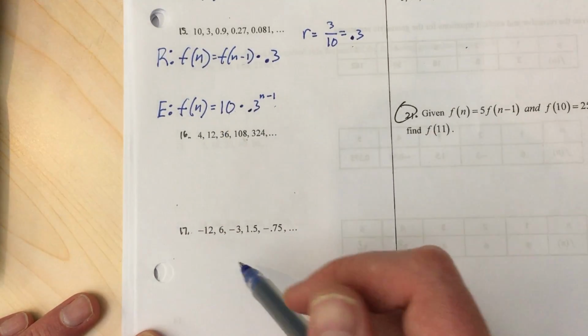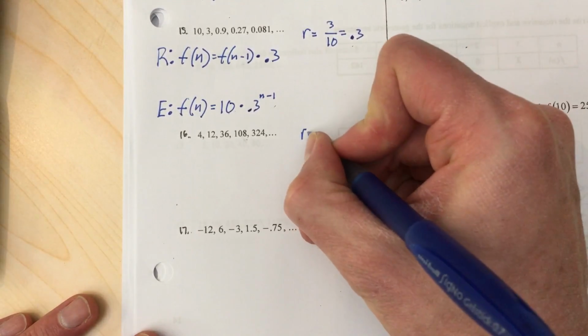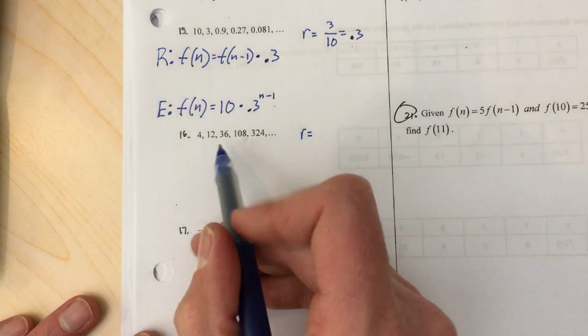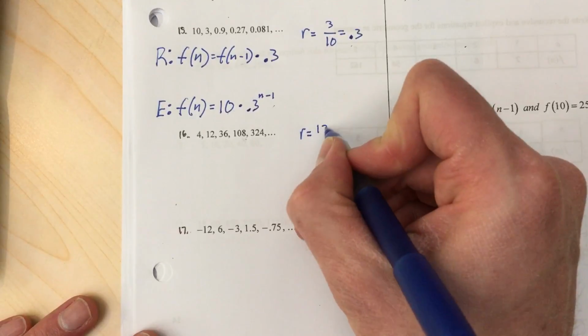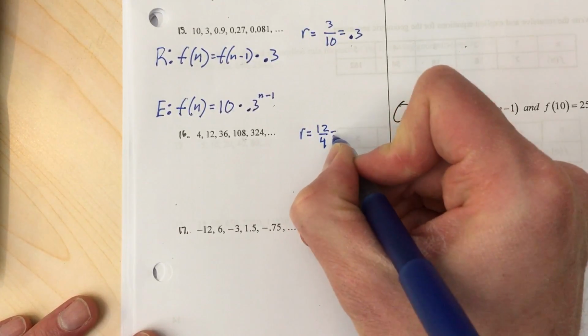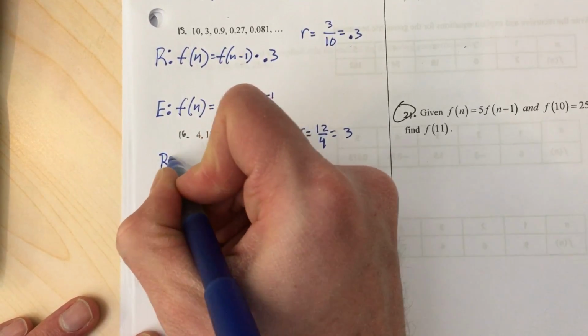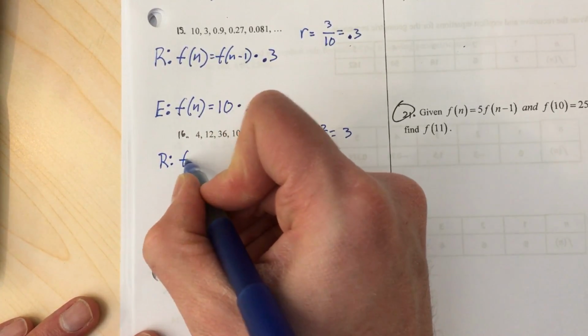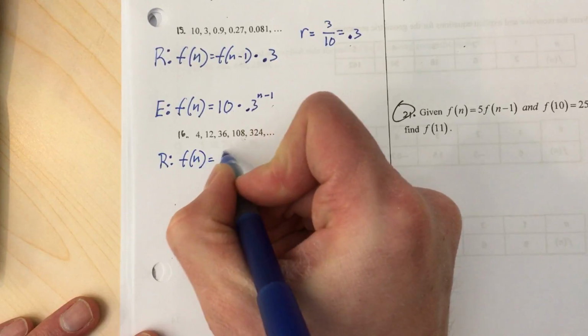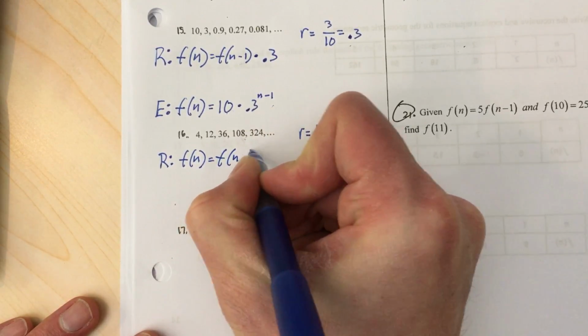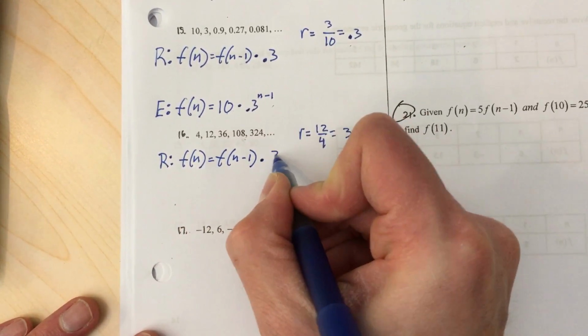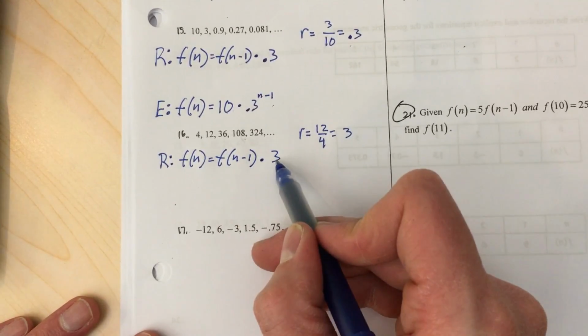So let's do this one real quick. Number one, the first thing you're going to do is the common ratio. The common ratio is going to be 12 divided by 4, which is 3. So if we're talking recursive rule, that's f of n equals f of n minus 1 times 3. That one's done. All I did was take this number right here.